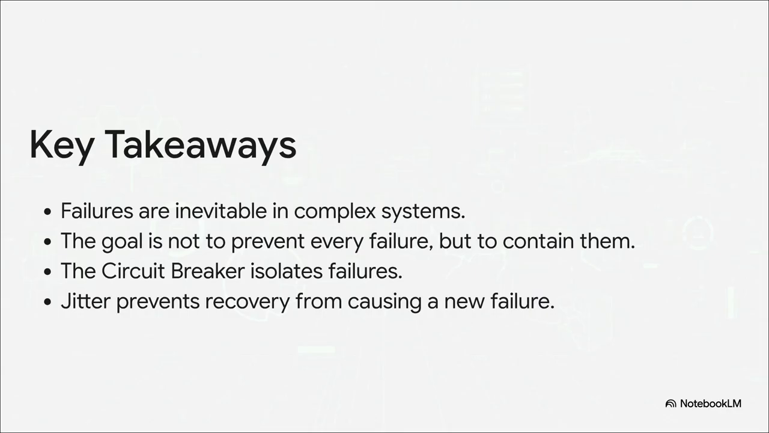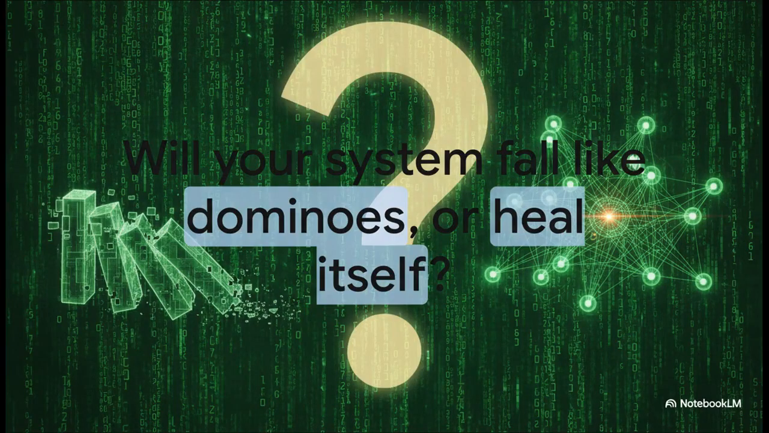So what's the big takeaway here? It's that you just can't prevent every single failure. It's impossible. The real goal is to build systems that can survive them gracefully. The circuit breaker contains the initial damage, and jitter makes sure that the recovery process doesn't accidentally trigger a brand new crisis. Look, at the end of the day, every complex system is going to face failure. That's a given. So the real choice engineers have to make isn't if systems will fail, but how. Will they be brittle and just collapse like a line of dominoes? Or will they be resilient, with the built-in intelligence to isolate problems and ultimately heal themselves?